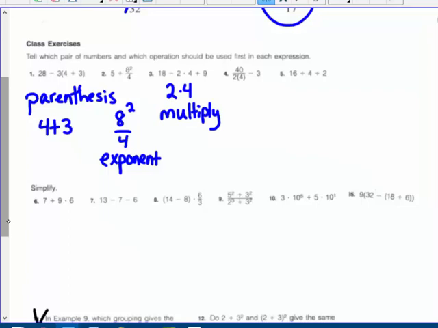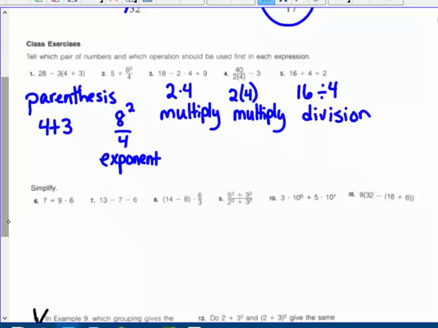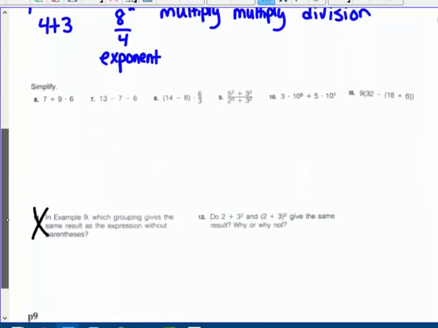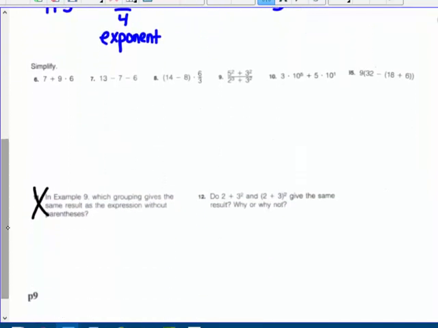In number 4, I have 40 divided by 2 times 4 minus 3. Well, I have to simplify that denominator before I can do the division. So I'm going to multiply 2 times 4 and simplify that denominator first. In number 5, I have 16 divided by 4 divided by 2. Well, I'm going to do that first division, 16 divided by 4, to simplify that expression.